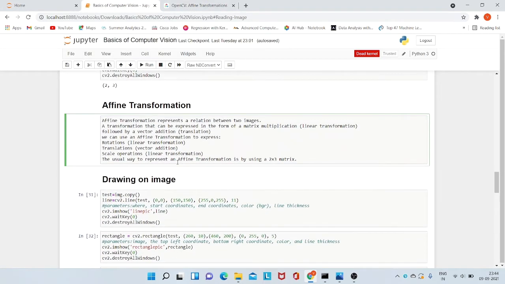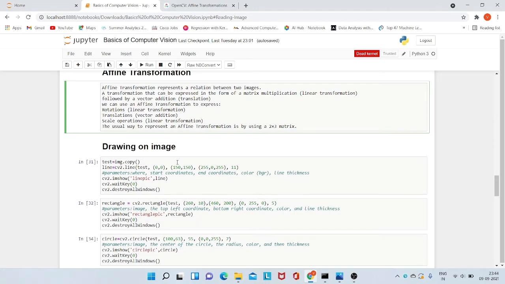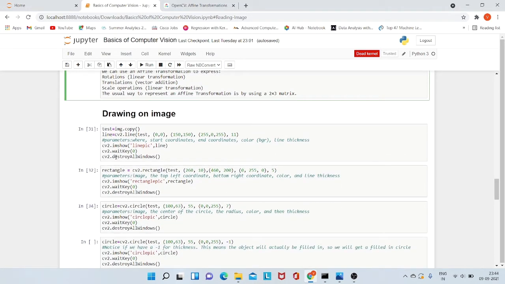And yeah, coming back, now we'll see drawing on image. So okay, you have the image and you want to draw something on the image. So let's start with basic lines. Let me create a copy of my image and store it as test, because we are testing on our image. We are randomly testing different lines, shapes and all. So image.copy, and I'm storing it as test.